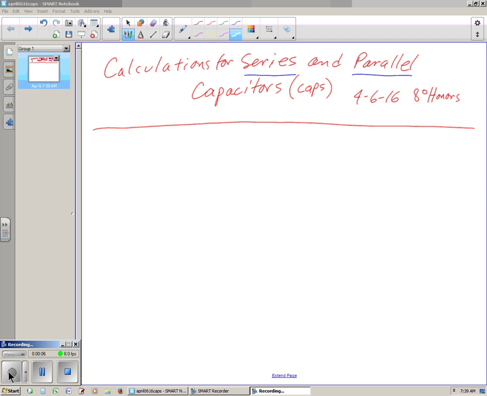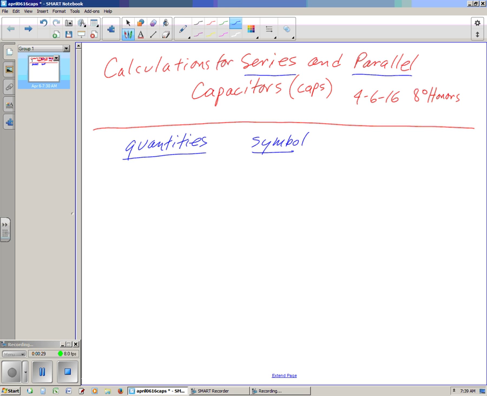Good afternoon, men. What we're going to do today are some calculations on series and parallel capacitors. Before we do that, let's take a look at some quantities that we need to know about. You've seen some of these before, other ones you haven't. It's important to know what the symbols and the units are for each of these quantities.